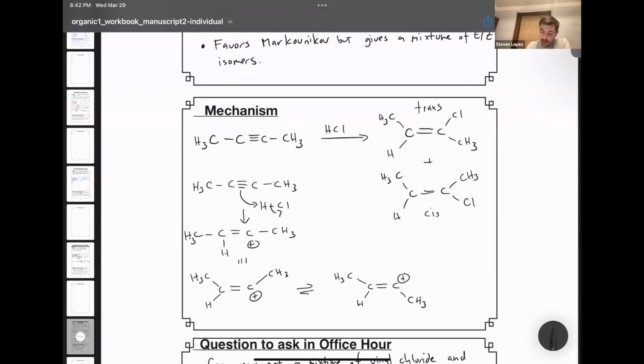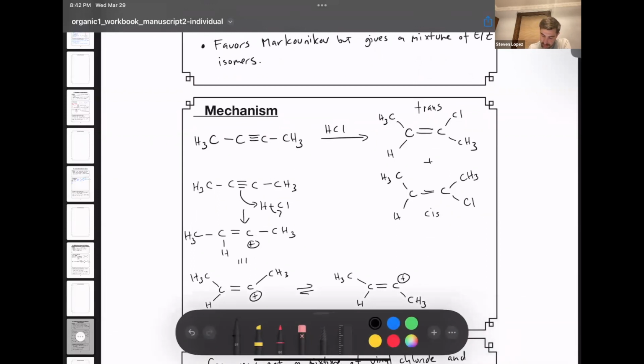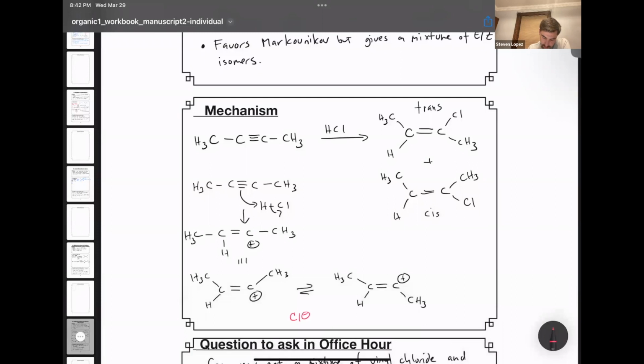In the last step, the chlorine, which I'll show in red, can attack the cation. And if it attacks from the bottom, as we see here on the left, that's going to afford the cis product. And if it attacks from the top, it's going to afford the trans product, without any preference for the trans or the cis product, since both of those conformers are energetically or almost energetically equivalent.